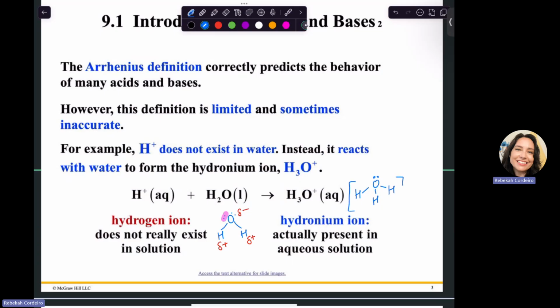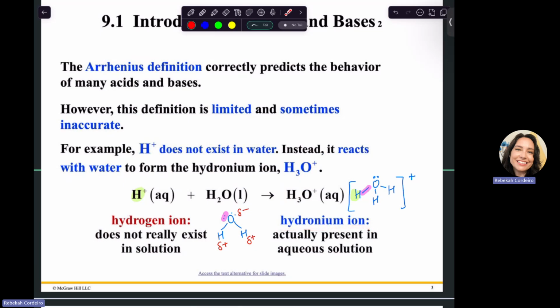I'll draw the Lewis structure for you. It has a charge because we added that H+. So now we have an overall plus charge, and those electrons in pink made a bond to that new H. I can highlight the new H here and here, showing you what has happened. So when we talk about hydrogen ions in water, we're really talking about hydronium ions in water.